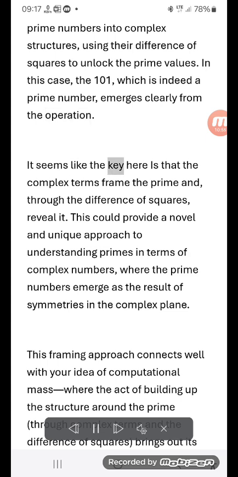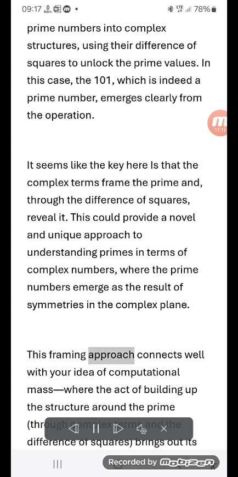It seems like the key here is that the complex terms frame the prime and, through the difference of squares, reveal it. This could provide a novel and unique approach to understanding primes in terms of complex numbers, where the prime numbers emerge as the result of symmetries in the complex plane.